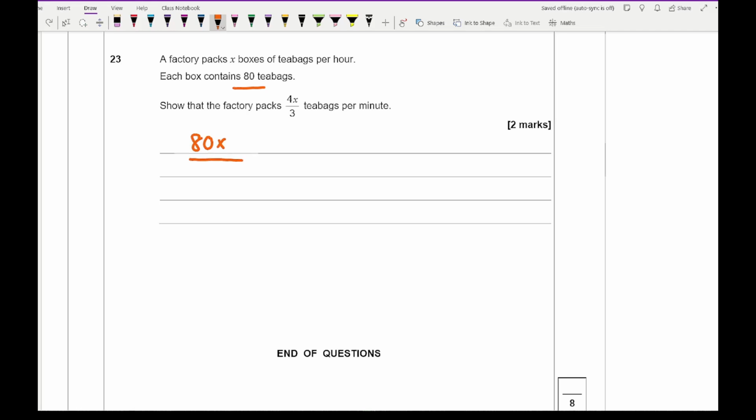So we divide that by 60 because we want it per minute, and then all that's left for me to do is simplify. So I can cancel the zeros, and simplifying 8 over 6 gives me 4 over 3, and there we go.